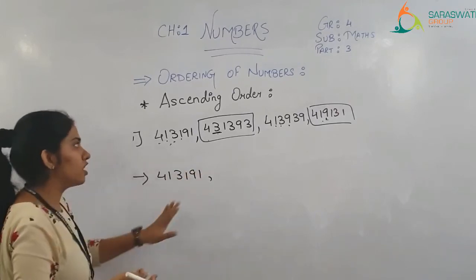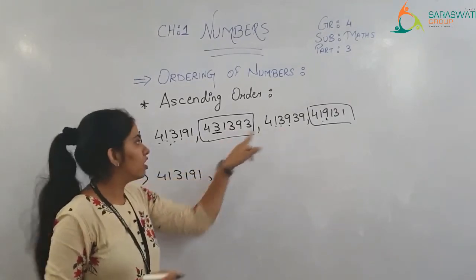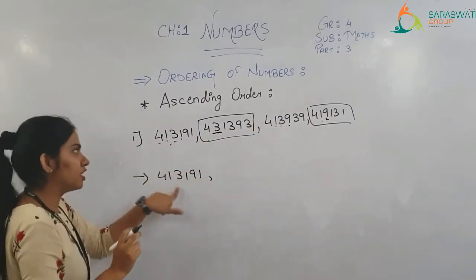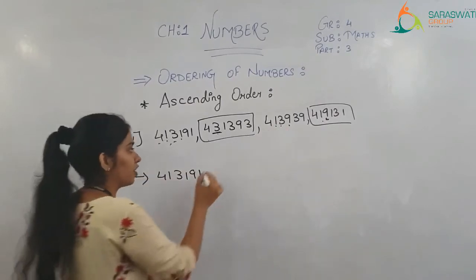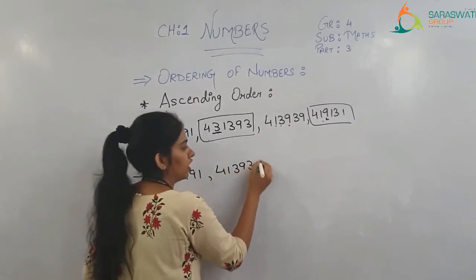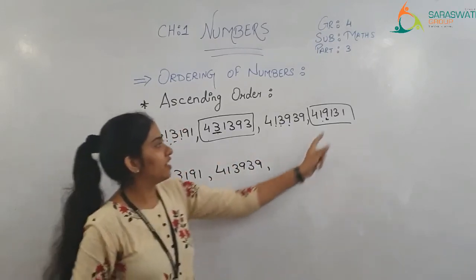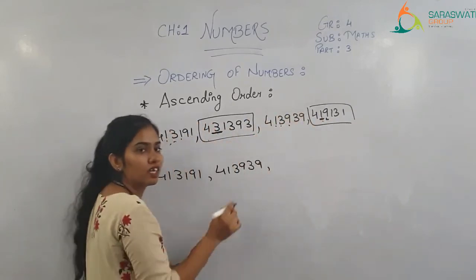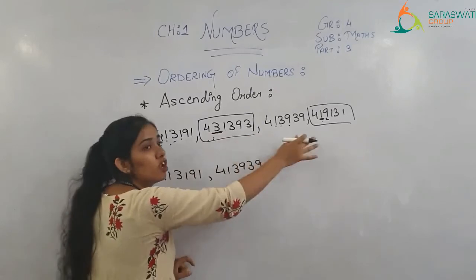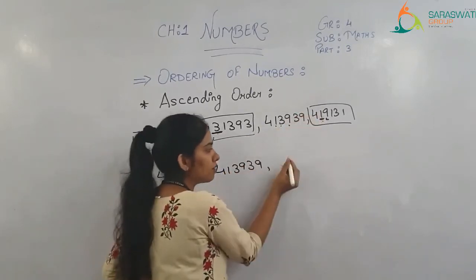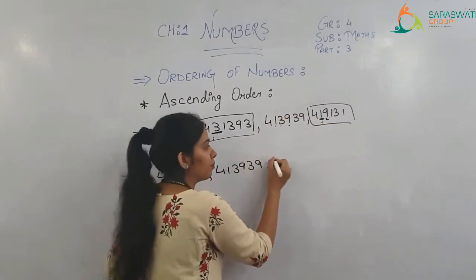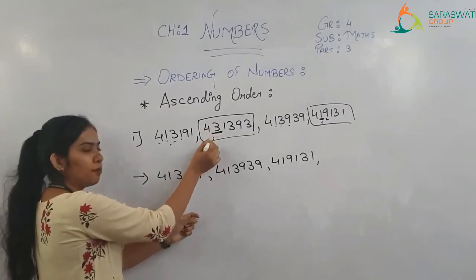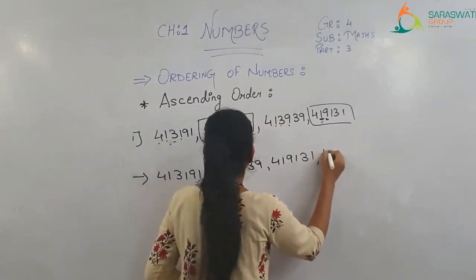413191. After that we know that this value comes next because the place value itself says that this is the bigger and this one is smaller. We have written this. Now we will write this. 413939. After that we will write this because over here we have seen that it is 3 and over here it is 1. So this is the bigger value from all 4. So now at the third place this value will come. 419131 and at last this is the bigger, so we'll write it over here.